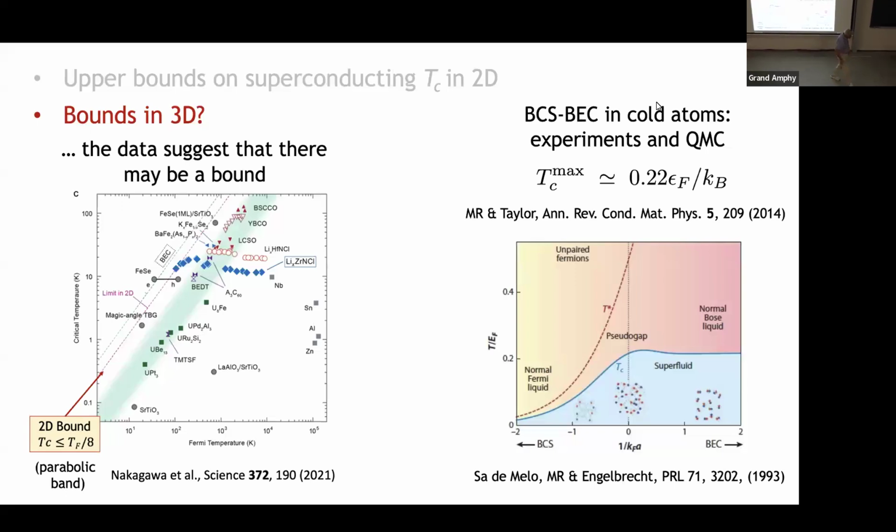Now I already told you that in ultracold atoms, we know in 3D that the maximum observed Tc is 0.22, which is higher than the 0.125 that I found in 2D. But we know this number only from experiments and from quantum Monte Carlo. We do not know this number from any kind of analytical bound that I showed you. So this is a hard problem.